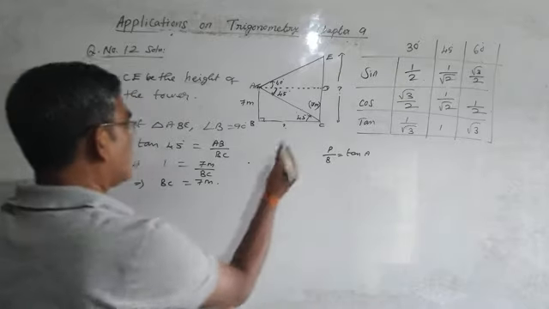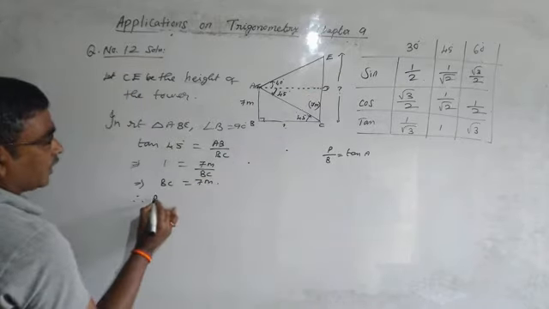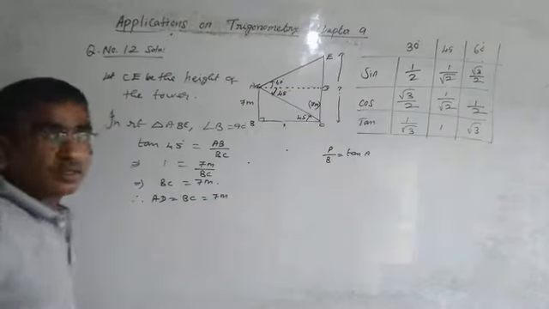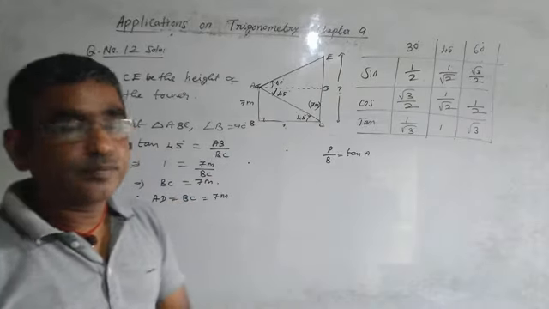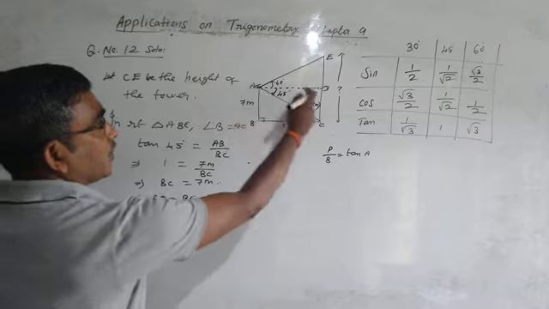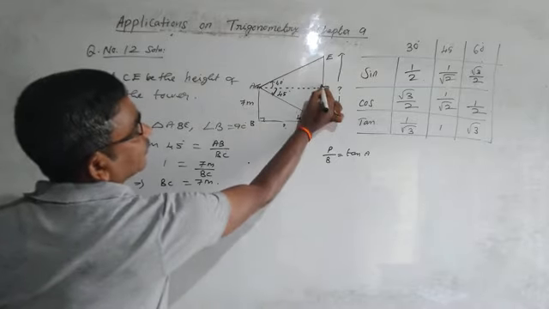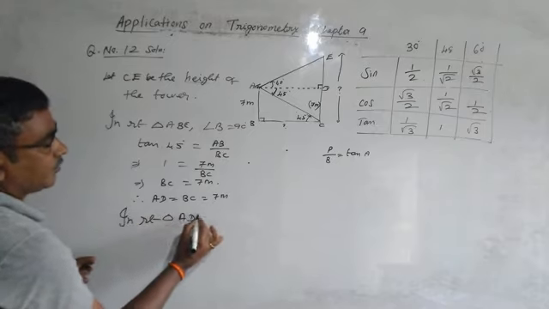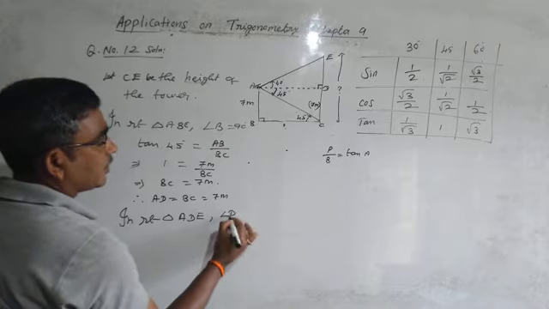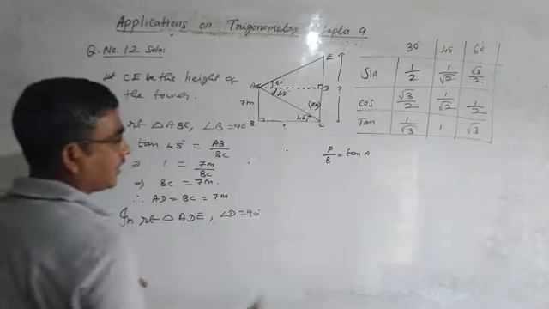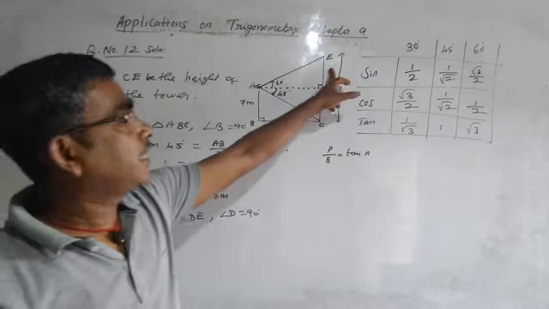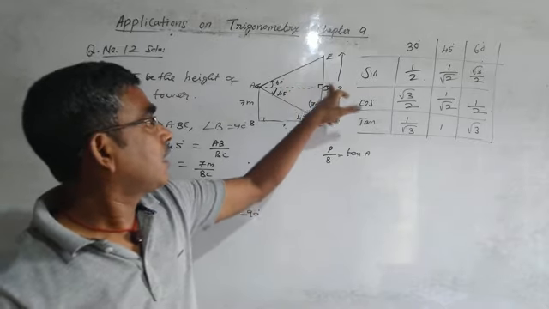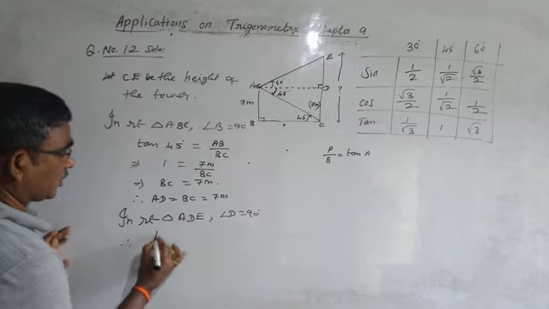Let's go further. If BC is 7 meters, what is AD? AD equals BC equals 7 meters, since BC and AD are opposite sides of the rectangle. So we got AD as 7 meters. Now, in right triangle ADE, angle D equals 90 degrees. Therefore, we can find the ED value. ED is the perpendicular, and according to this angle of 60 degrees, AD is the base. So perpendicular by base equals tan.